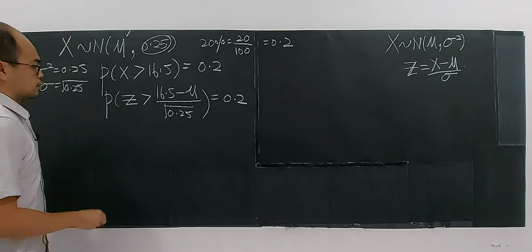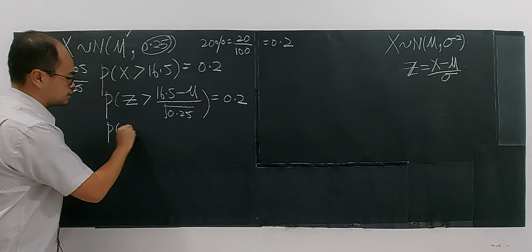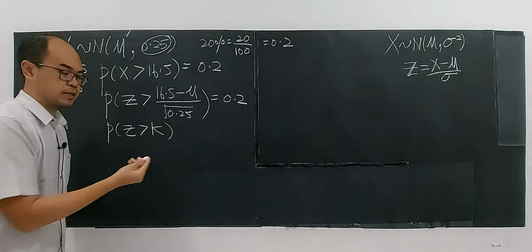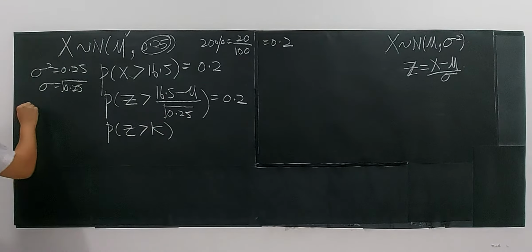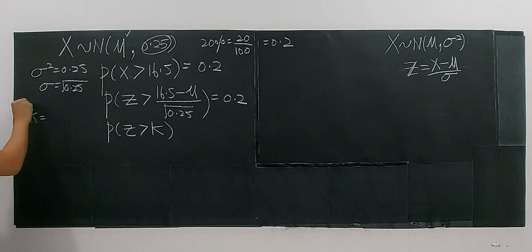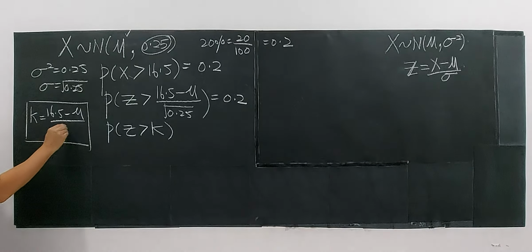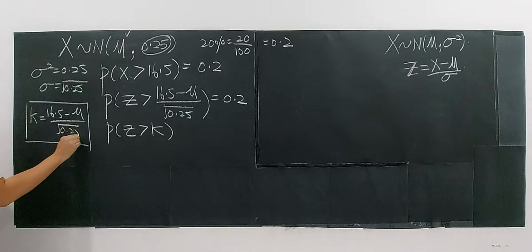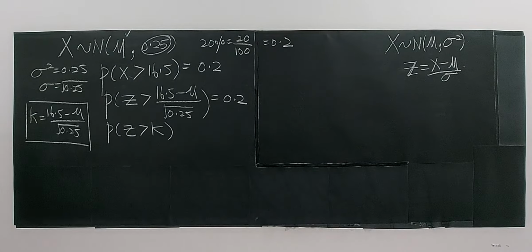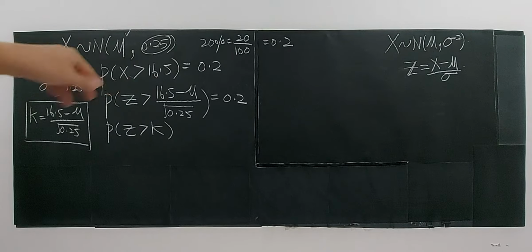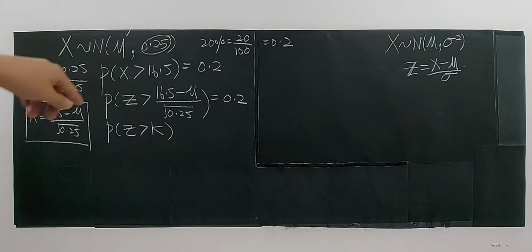I'm going to rewrite this in terms of k, easier for me to write. Let k be 16.5 minus the mean, divided by the square root of 0.25. So this is your k, and P(Z > k) is 0.2. This is already less than 0.5, right?